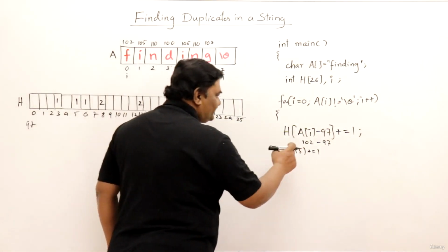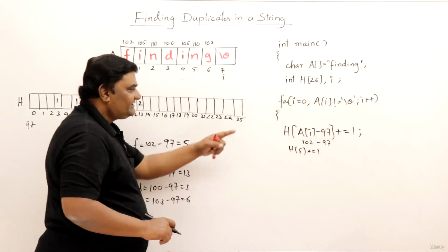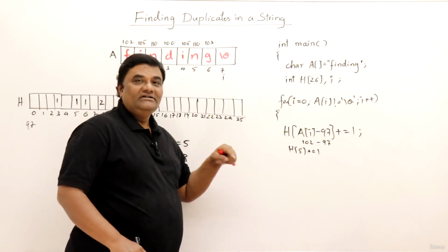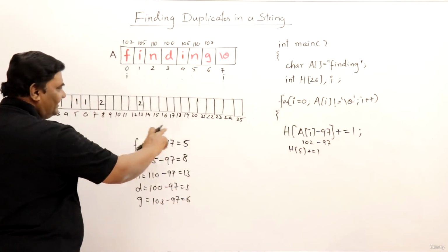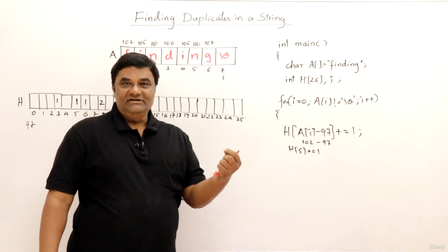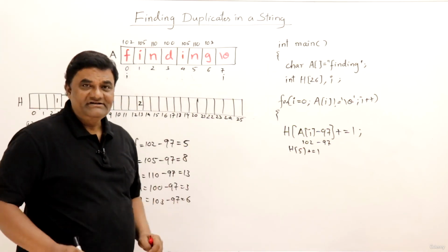So for every alphabet, it will be calculated in the same way, so the indices are obtained. This is how the entire hash table array will be filled. Then next I should scan through this hash array and find out if any value is more than 1. If it is more than 1, then the alphabet is repeating.